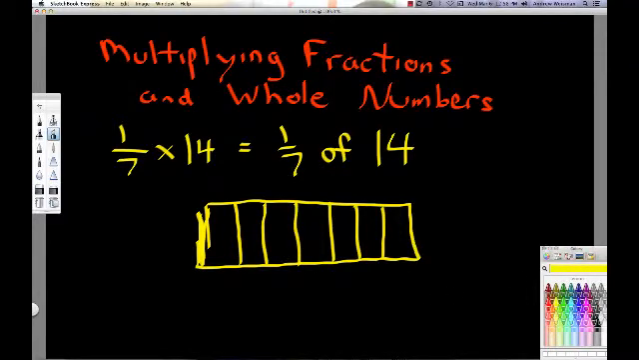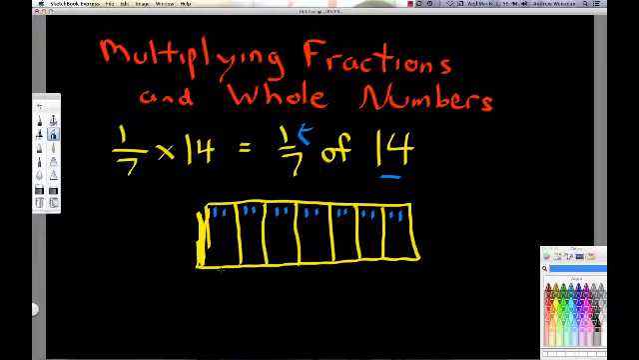And what I'm going to do is I'm going to change my color. So this way I can show you that now I'm going to take my 14 and I'm going to divide it into each of the 7 spaces. 1, 2, 3, 4, 5, 6, 7, 8, 9, 10, 11, 12, 13, 14. So I used up my whole number, I divided it up into sevenths, and now I'm looking specifically for 1/7.